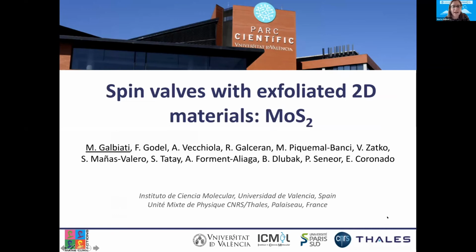I'm working now in the Instituto de Ciencia Molecular at the University of Valencia. Today I would like to present some of our results about spin valves with exfoliated 2D materials, and in particular, molybdenum sulfide. This was a collaboration between the University of Valencia and the Unité Mixte de Physique CNRS/Thales in Paris.